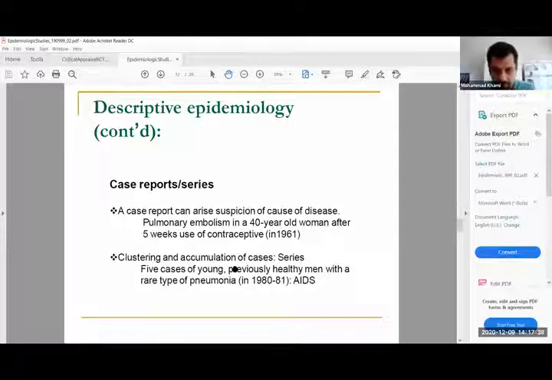And the famous example is 5 cases of young, previously healthy men with a rare type of pneumonia in 1980 and 1981. This led to the discovery of HIV infection leading to AIDS. So you can see how they can be helpful in finding new diseases and finding new risk factors.